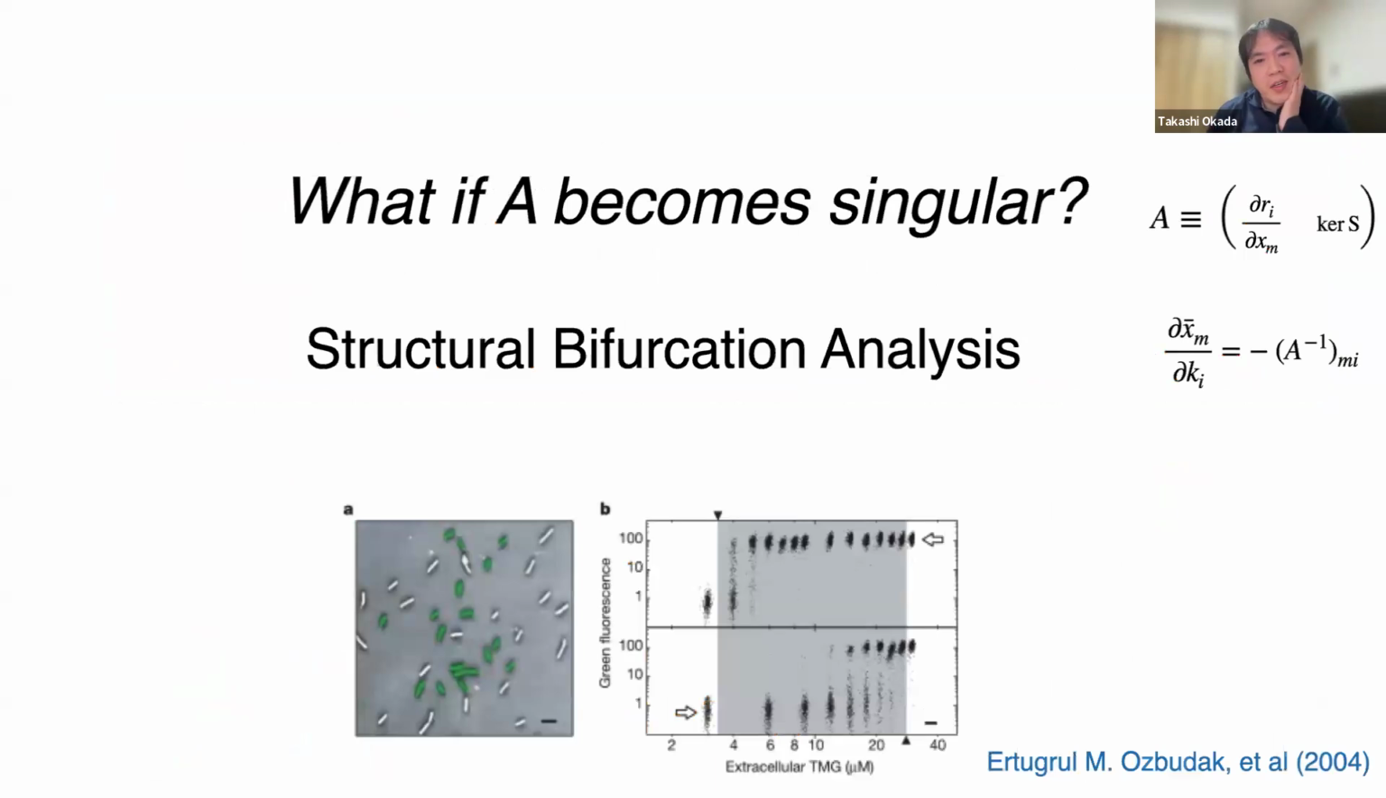So far I have reviewed the structure sensitivity analysis. In the remaining time, I'd like to turn our attention to the main topic, bifurcation phenomena. As I mentioned earlier, we can compute the sensitivity by taking the inverse of matrix A. But the natural question is, what happens if the matrix A becomes singular at a certain point in the parameter space? And the answer is, as I will explain soon, the singular A indicates occurrence of a bifurcation phenomenon.